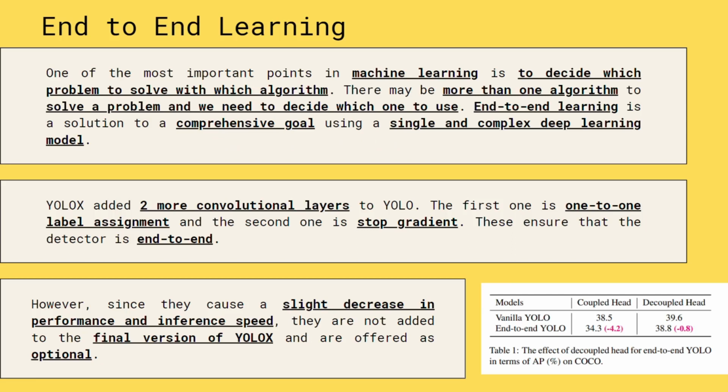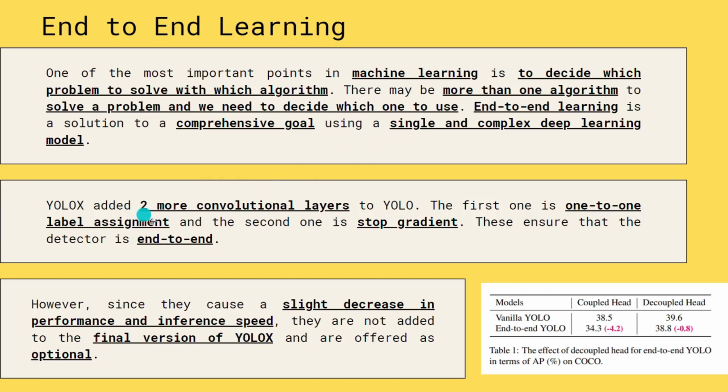So end-to-end learning is just a technique or a solution provided so that it can help us to decide which problem to solve by using which algorithm. There may be more than one algorithm available to address that problem, and in order to decide which one to use, we can use a technique known as end-to-end learning.